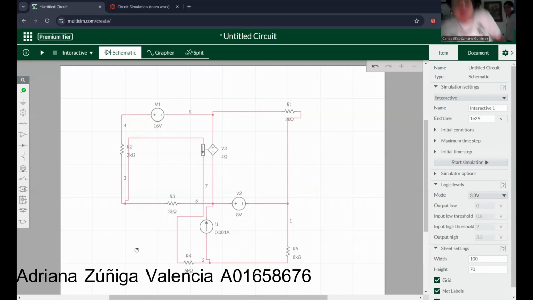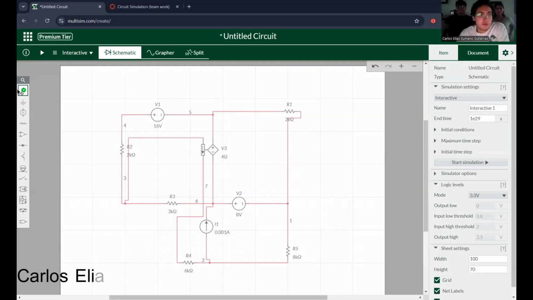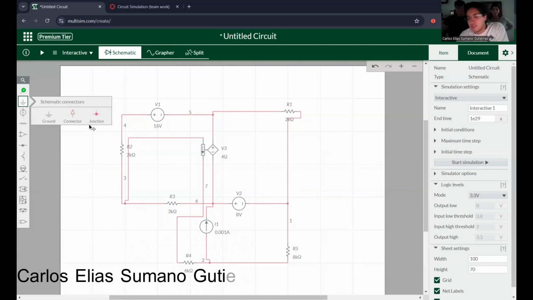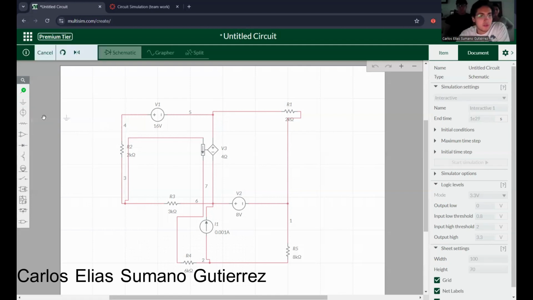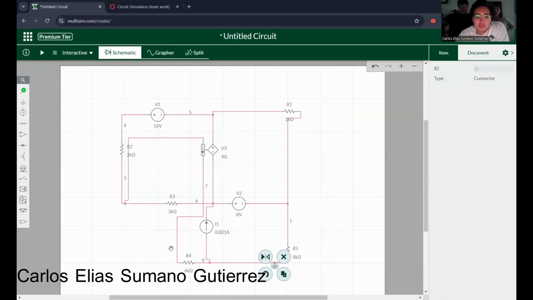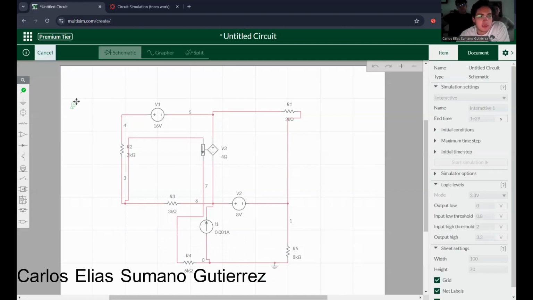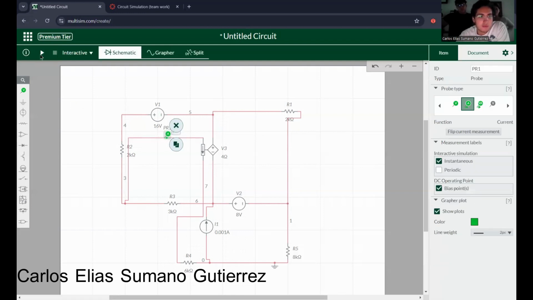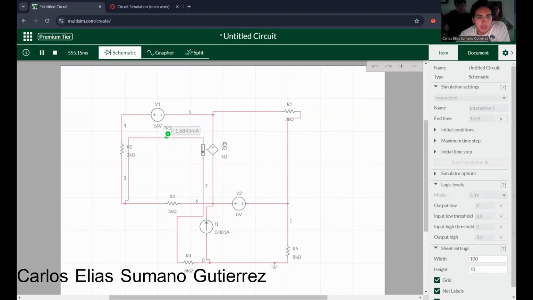Continuing, we have to do two more things. First of all, we have to define the reference node. We choose this one in this case, so the voltage here will be equal to 0. And to check the results, we connect a current marker right here. And we can see that the current passing is 1.6845 microamperes. Well, thanks for all.